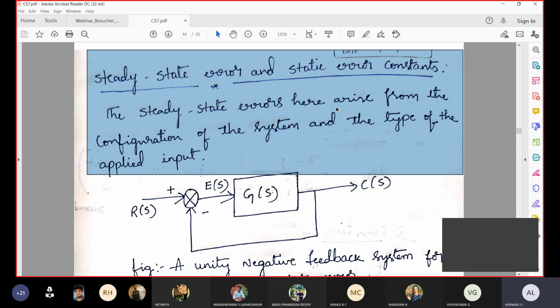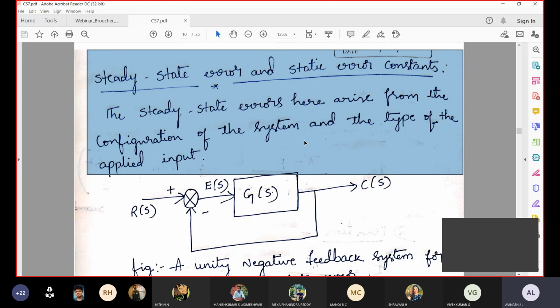Steady state errors arise from the configuration of the system and the type of the applied input. So a steady state error, that means what? When you apply the ramp input, the step input, or the parabolic input, different kinds of static error constants will appear. So depending upon the applied inputs, we are going to discuss the static errors.